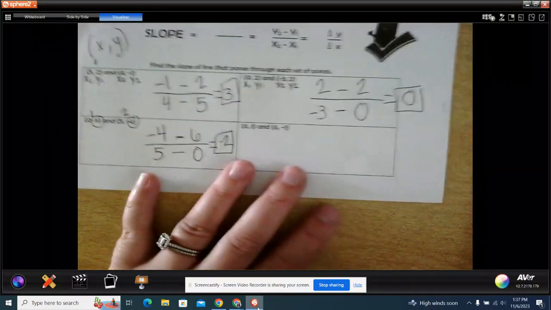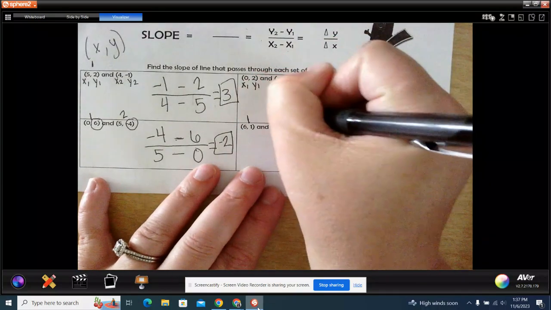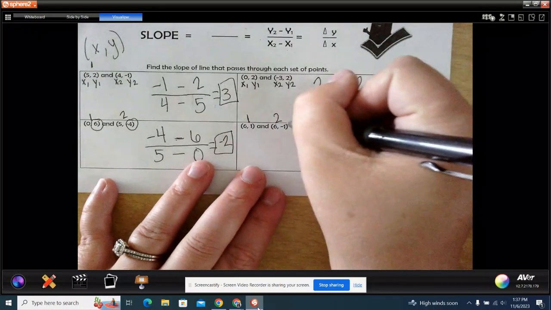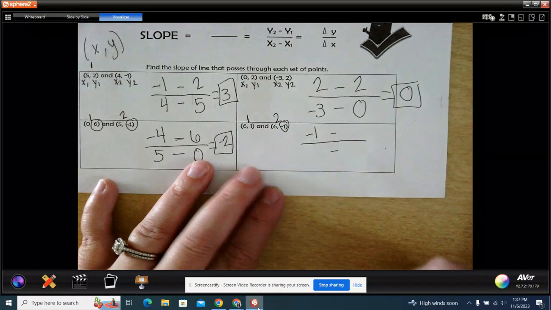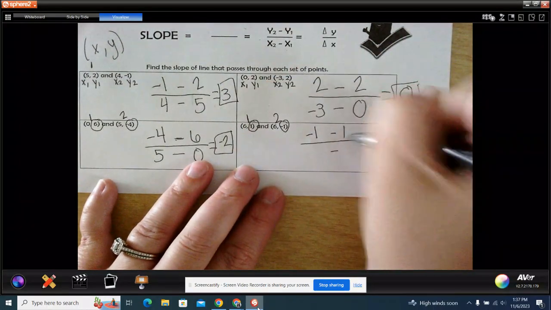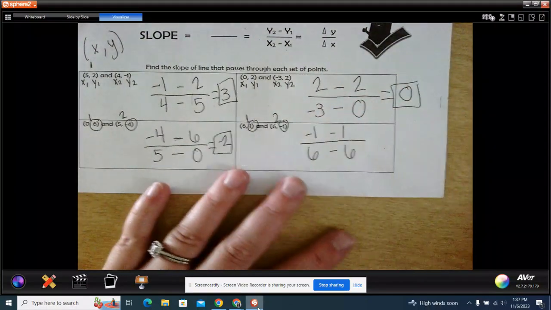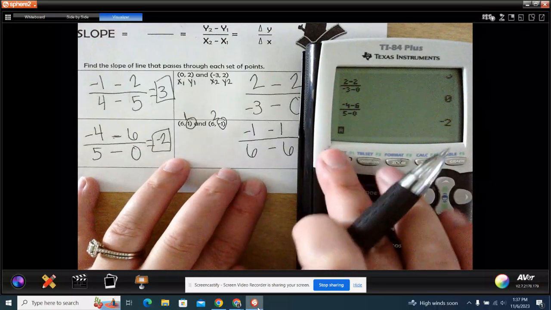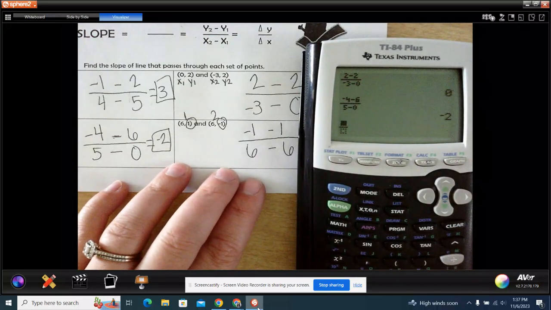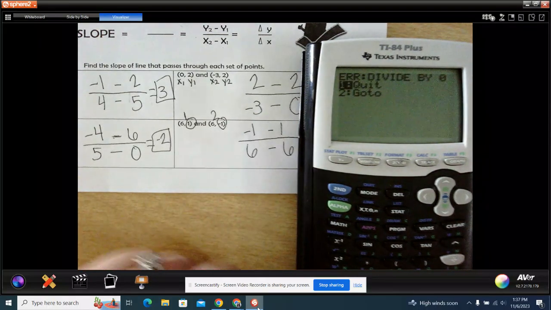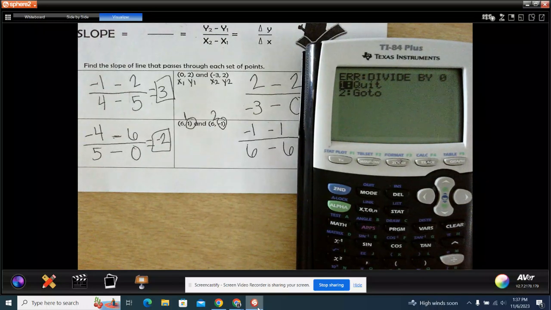And then our last one, so 1's and 2's. We have y2, which is going to be negative 1, minus y1, which is 1. And then both of these x values are 6's, placed on either side, and then we're going to plug it in. Alpha, y equals, enter. Negative 1 minus 1, and 6 minus 6. When we type that in, we get an error message which says divide by 0.